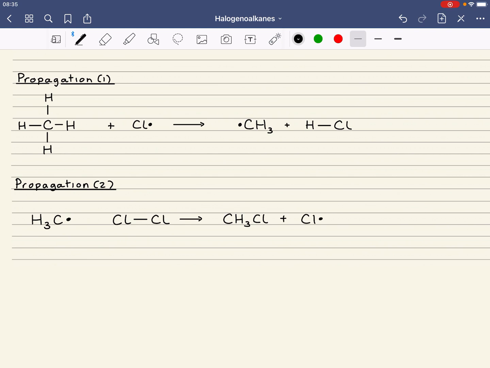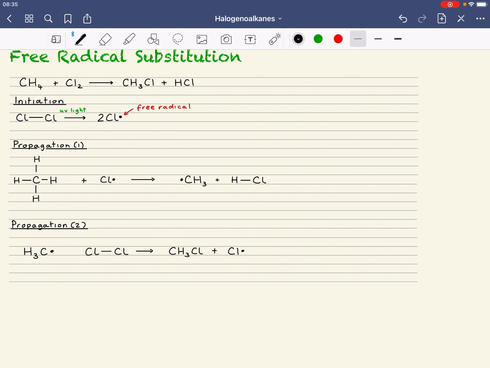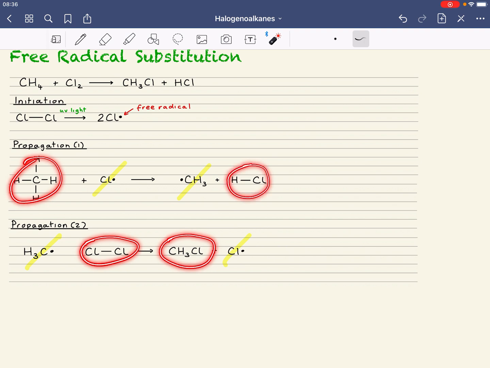Now if I add up my two propagation steps, I should end up with my overall reaction. Whatever appears on both sides, we cancel. If I cancel these two, and I cancel these two, then we have the reaction CH4 plus Cl2 gives CH3Cl plus HCl.